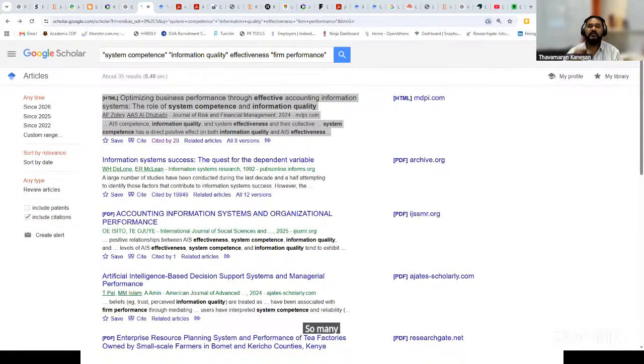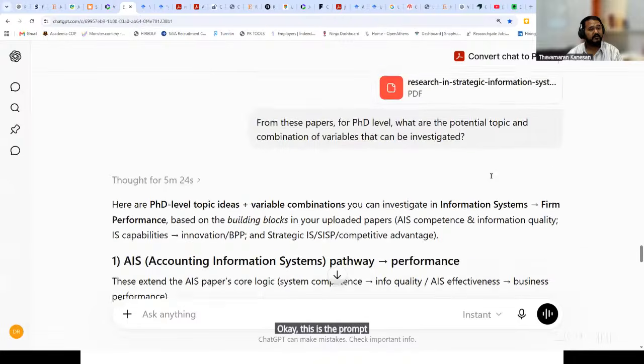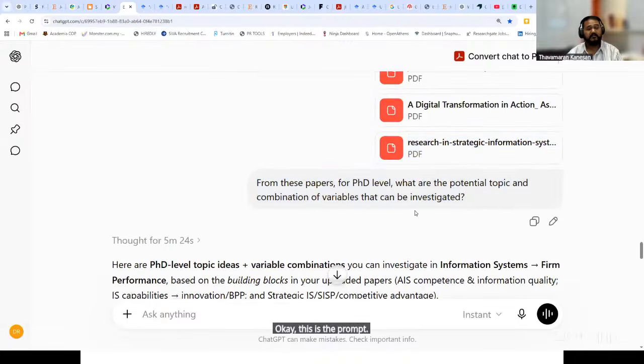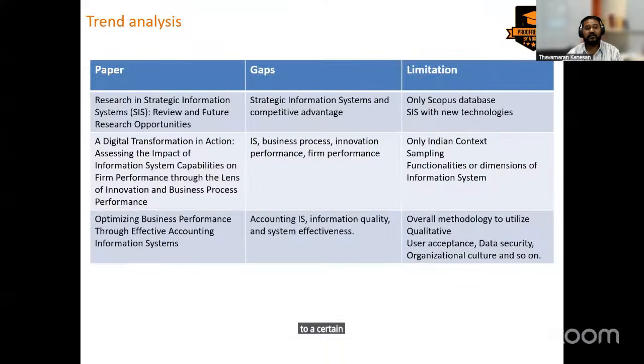So many of you are asking for a topic, asking for a research gap, asking for an idea, this is your problem. You need to do your own work, at least a bit. You cannot simply take the idea and use it. This is the prompt. So, does everyone understand now? Clear? That's why, to a certain extent, you need to navigate on your own.